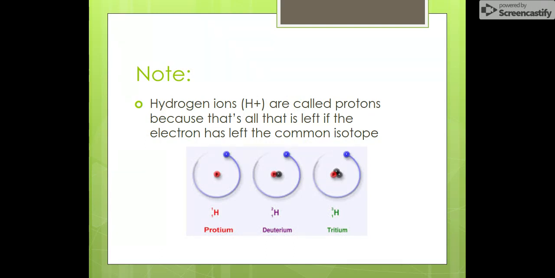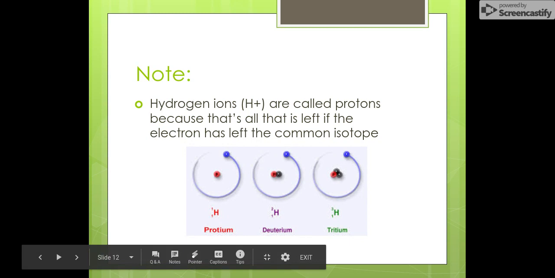We will talk about hydrogen ions here, or protons, that are part of this process. So just so you know, hydrogen ions are just referred to as protons, because if you look here, if you take away this electron, it's just a proton that's left.